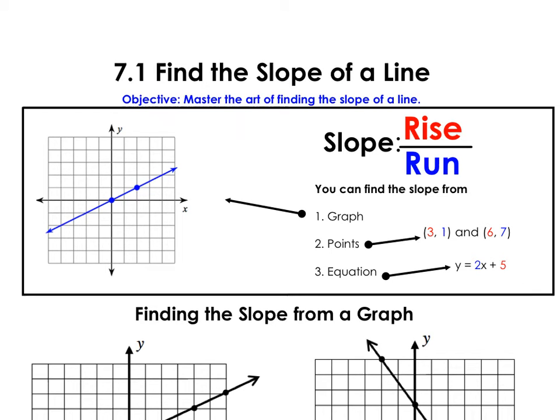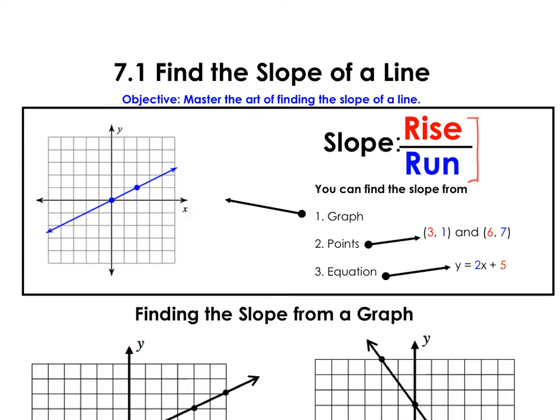Anyway. So let's do a little review. For this lesson, it's going to be a review from last year. We're just going to be looking at how to find the slope of a line. And you might remember slope just means the rise over the run of a line. That's it. That's all slope is, rise over run.